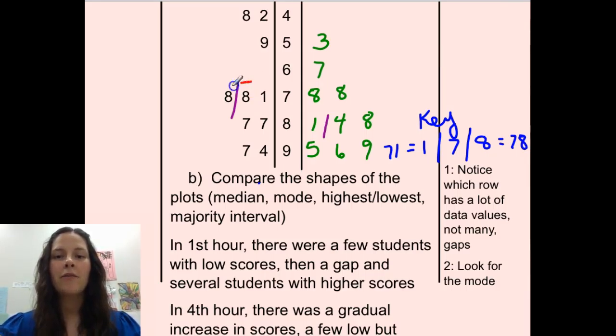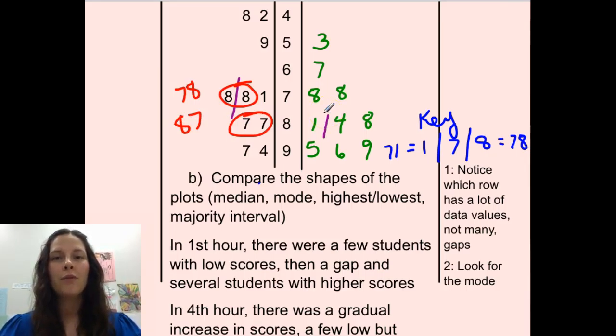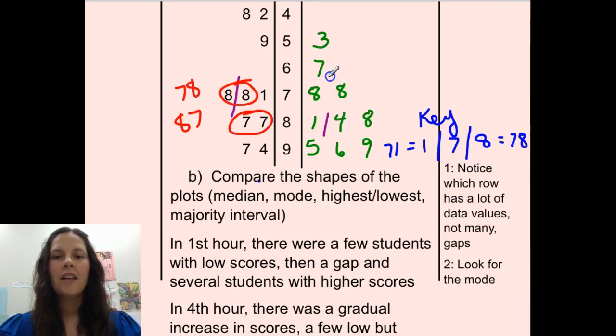In first hour, we have two modes. We have two data values of 78 and two data values of 87. This is what's called a bimodal data set. Bi means two, so we have two modes for our data set in first hour. In fourth hour, we only had one mode, and that was 78.